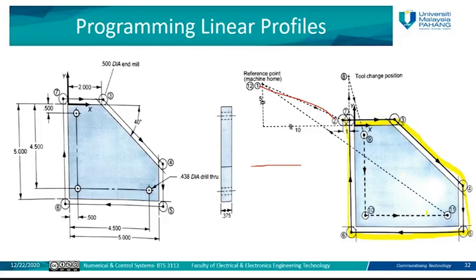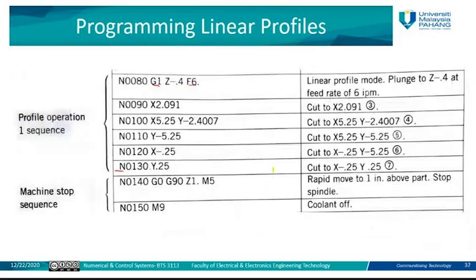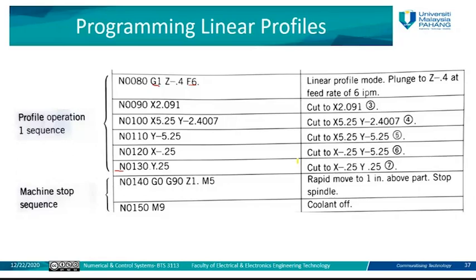We do not start the second operation yet, which is the drilling process, just the cutting process. So after we reach point number 7 here, cut x negative 0.25, y 0.25. This will be point 7 here. Then go rapid move above the part.